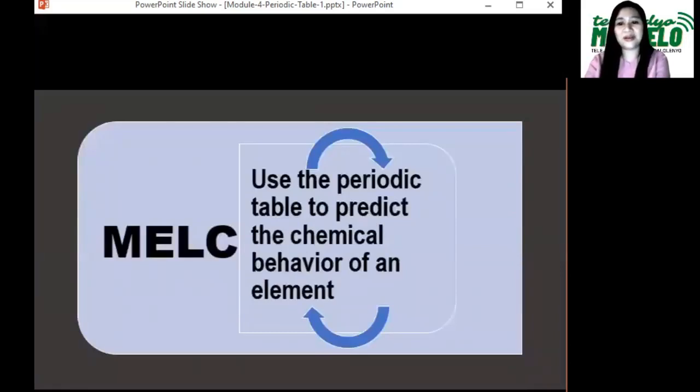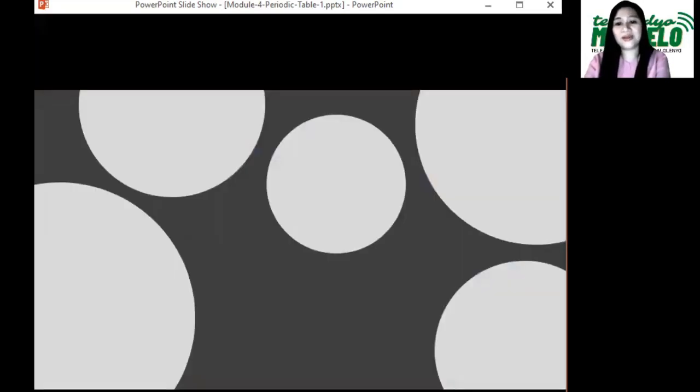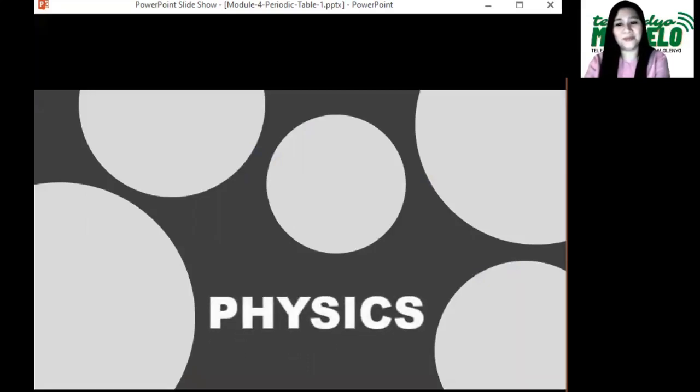Now, let us take a look at the objective of today's lesson. Our most essential learning competency is to use the periodic table to predict the chemical behavior of an element. Do you still remember the instruments used in physics? Can you name some of them? Type your answers on the comment box.